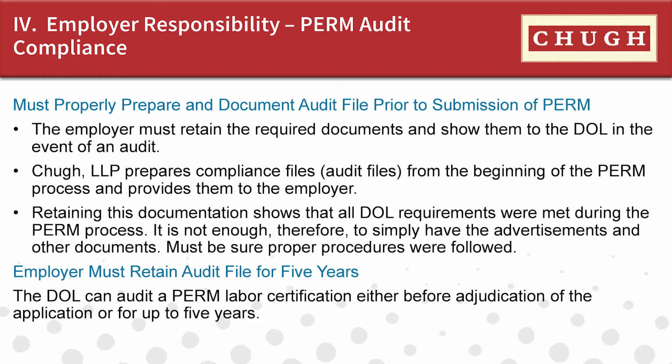The DOL can audit a PERM labor certification either before adjudication of the application or up to 5 years later. This means that the employer must keep what is commonly referred to as the audit file or compliance file for 5 years from the date of filing. It is important to understand the required documentation the employer must retain within the compliance file.